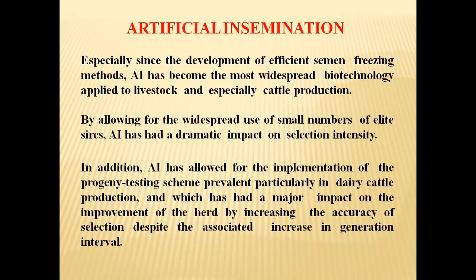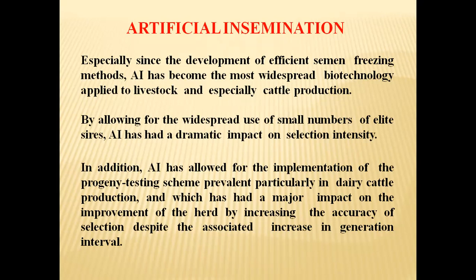Since the development of the artificial insemination method, first of all, freezing methods were discovered. These are efficient semen freezing methods to store the semen for a long time. With the development of these efficient semen freezing methods, artificial insemination has become the most widespread biotechnological method in the livestock field, especially in cattle production.